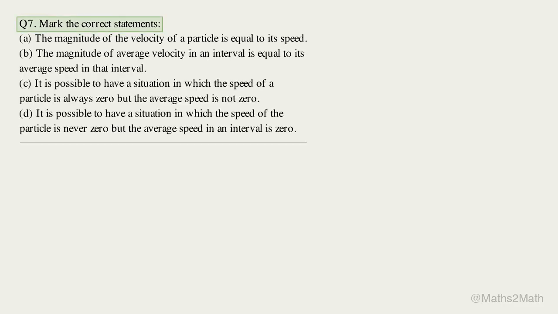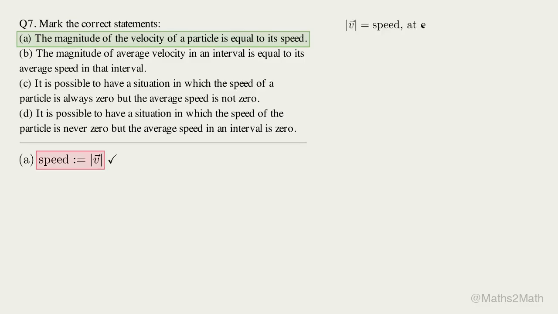Question 7. Mark the correct statements. Option A. The magnitude of the velocity equals the speed. Option B. The magnitude of the average velocity equals the average speed. Option C. The speed is always 0, but the average speed is not 0. Or option D. The speed is never 0, but the average speed is 0. What does this mean? Instantaneous quantities agree. Averages differ because distance can exceed displacement.